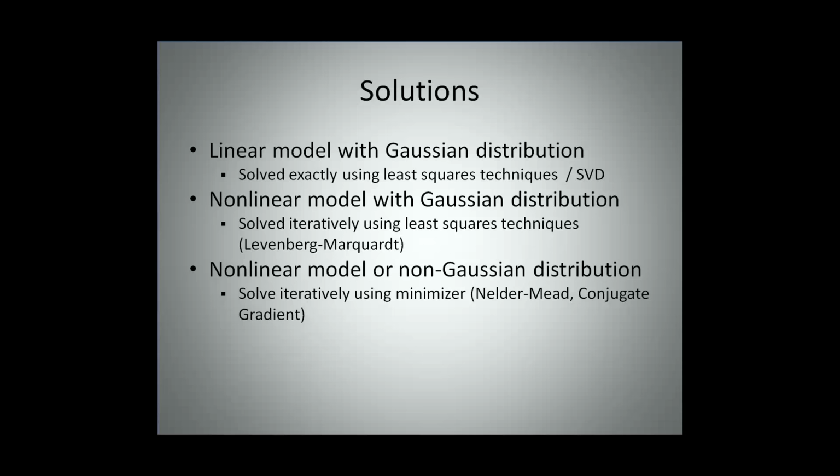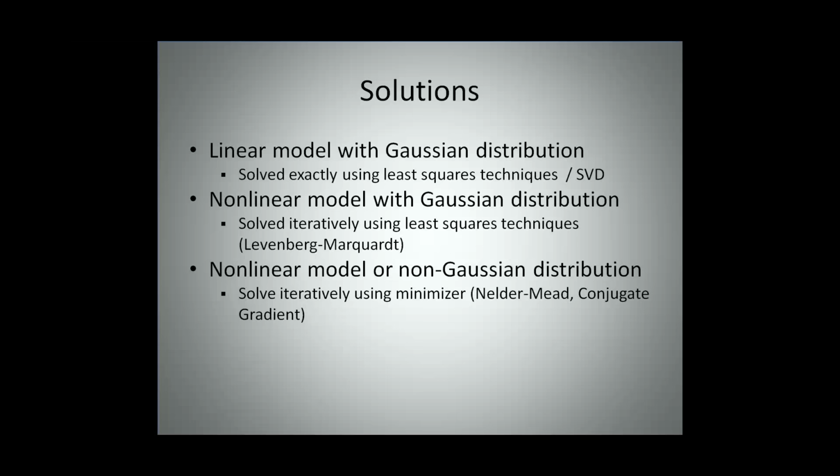The second line down is nonlinear modeling using Gaussian techniques. So you assume a Gaussian distribution, but you've got a nonlinear model like a sine wave, or say a Gaussian peak. There is a least squares technique called Levenberg-Marquardt, and it's in LabVIEW, and it will allow you to iteratively find a solution.